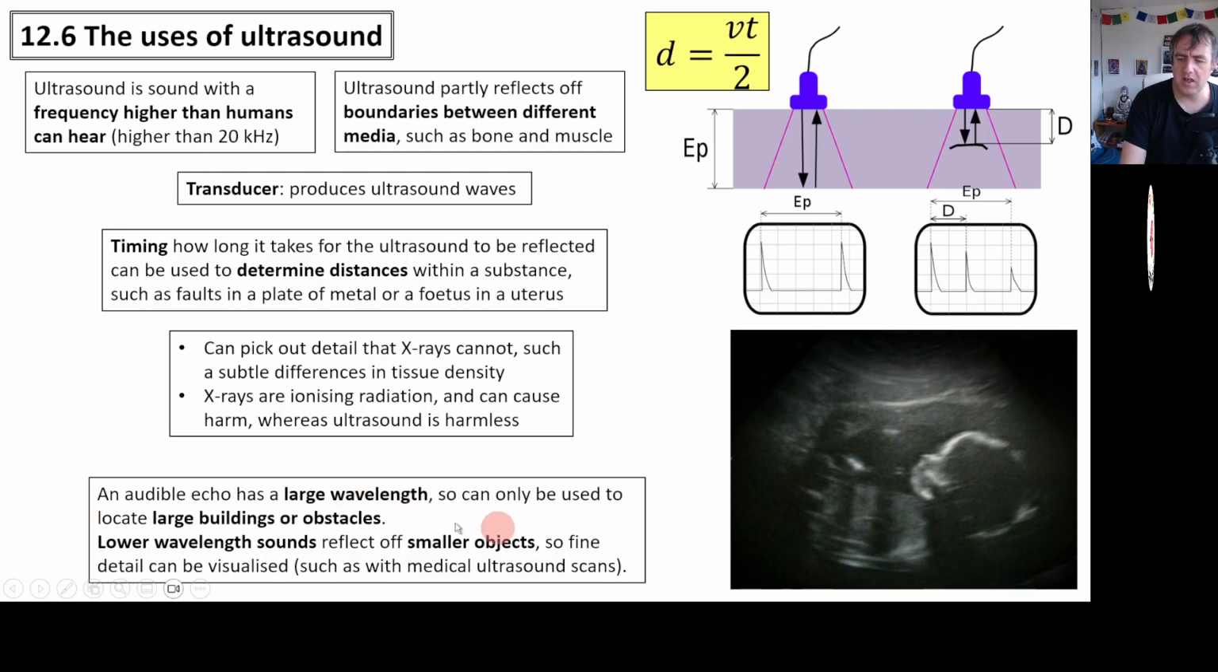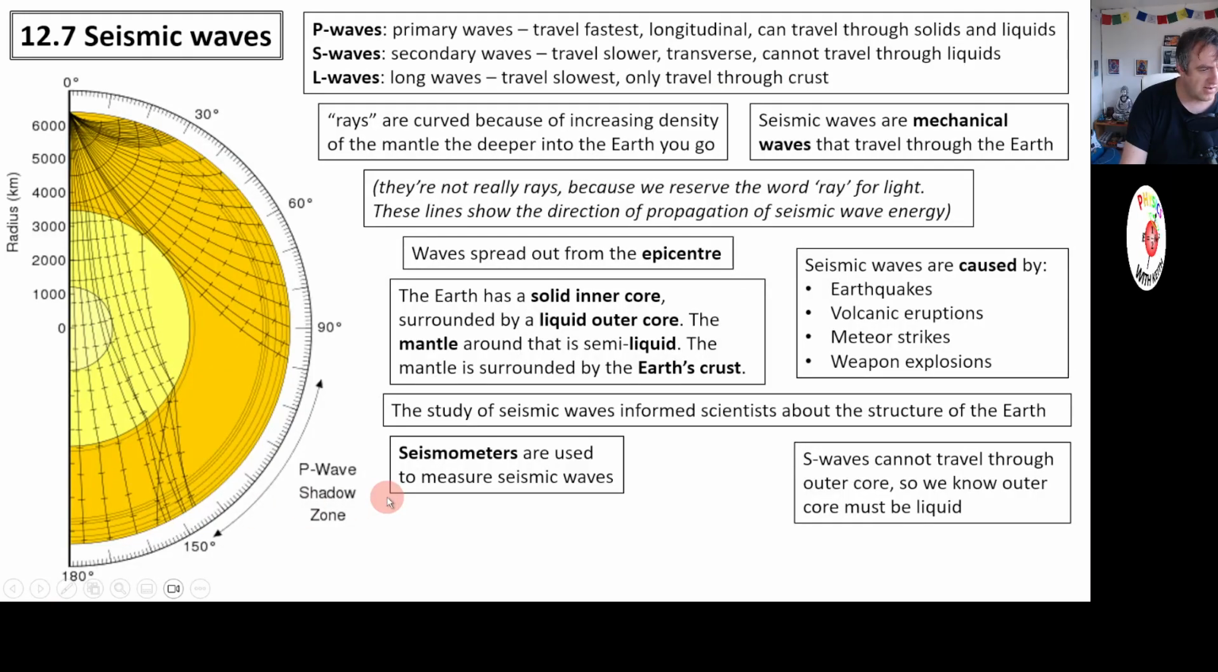So it's a basic principle here. An audible echo, large wavelength, can only be used to locate large buildings. If you clapped your hands or shouted, you'd hear an echo back. That's coming off something big because the wavelengths we can hear are reasonably large. And if you want to see smaller objects like fingers or noses, like this little nose here, or the jawbone here, if you want to see small features like that, then you're going to have to use much smaller wavelengths, much larger frequencies.